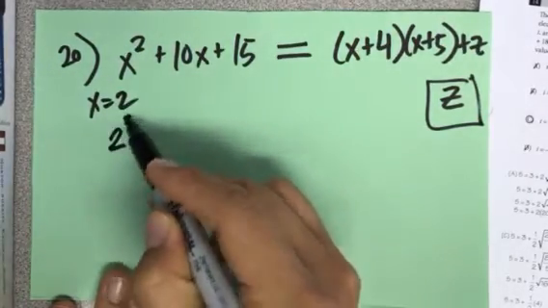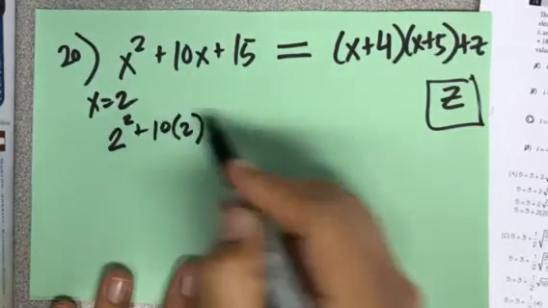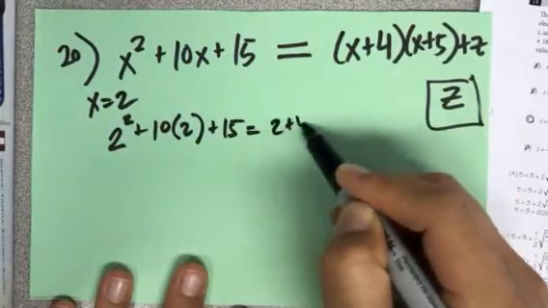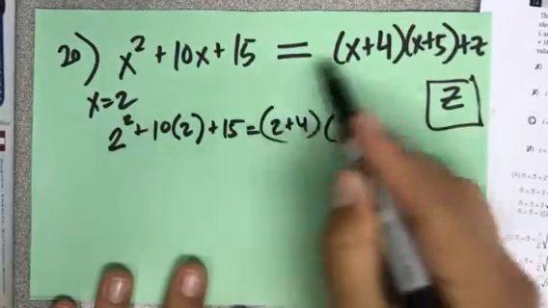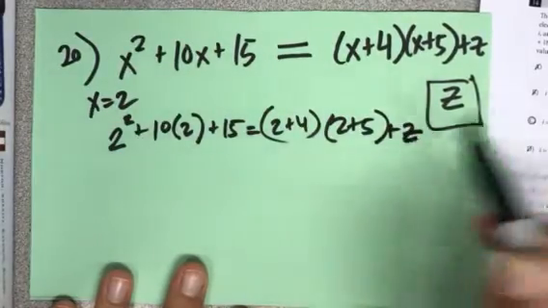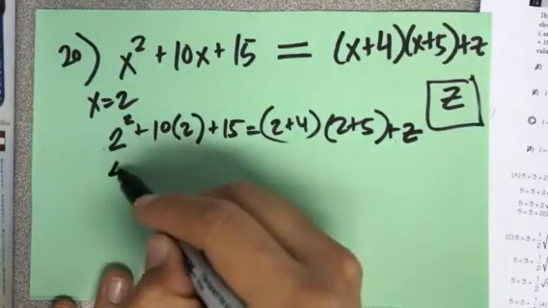This is going to be 2 squared. 2 is going to go there, so times 10 times 2. That's going to be regular 15. This is going to equal 2 goes right there. 2 plus 4 times the 2. We're going to put right there. 2 plus 5 plus z. And we want to find what the z is. Okay? So this is going to become 4.